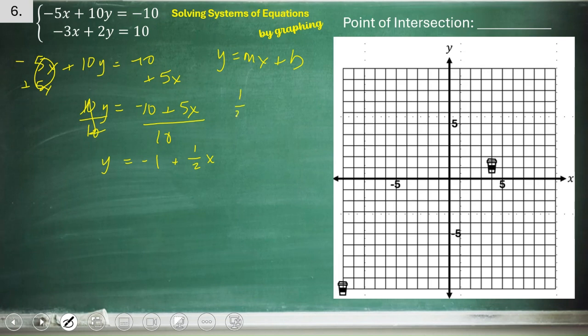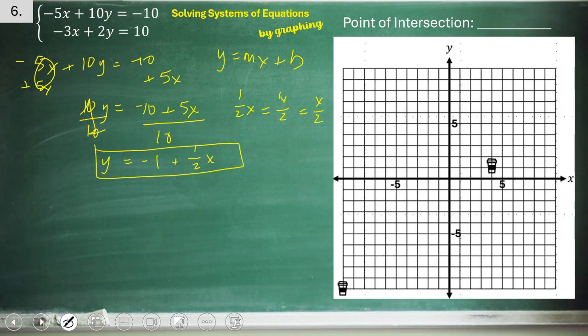Just as a side note, half x is equal to 1x over 2, which is equal to x over 2. These are all equivalent forms. So if you end up with one of those, just know that you can pull the fraction out, and it means the same thing. Okie dokie, now that we have this in slope-intercept form, let's go ahead and graph this.